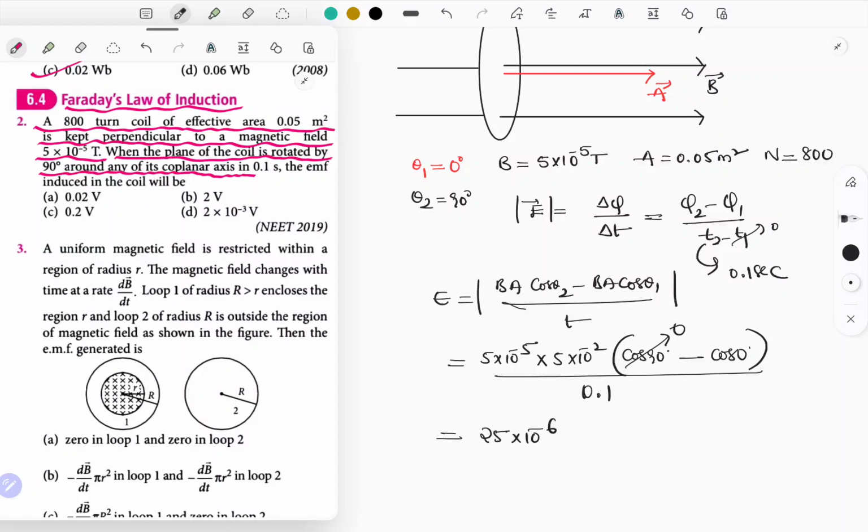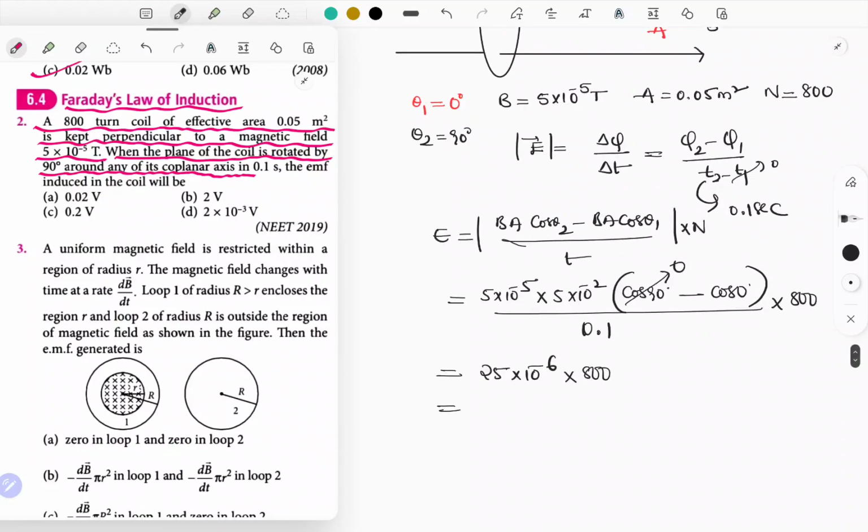Which option matches? Okay, so no option. We didn't consider the number of turns. So what is the total number of turns here? It is multiplied with N here, which is equal to 800 into 25 into 10 power minus 6. 25 into 8 is going to be 200. So it can be replaced as 200, 2 into 10 power plus 4 into 10 power minus 2 minus 6, which is equal to 2 into 10 power minus 2.